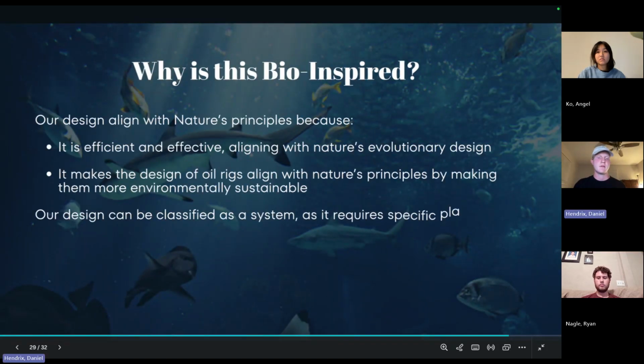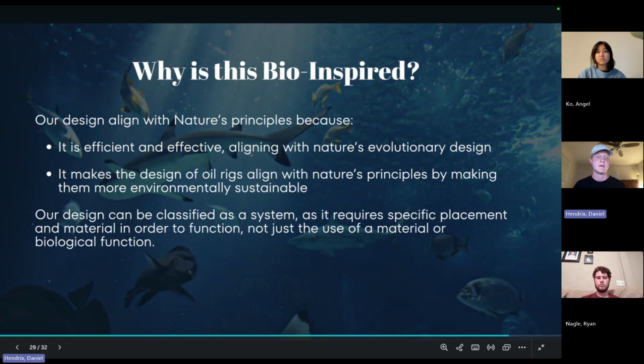So why do we believe that this design is bio-inspired? So overall, it's effective, but at the same time, it's not overly complicated, which generally follows the principle of nature and its evolutionary design. And of course, we have those characteristics as a result of closely modeling something that is of nature's own design, which in this case is shark skin.